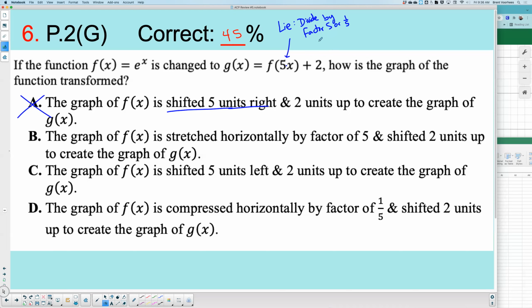This is where in the middle of the year I came back and I said, hey, the way I've always taught it is divide by factor 1/5. But calculus actually says factor 5. I learned from Dr. Milana. So it could be either one.